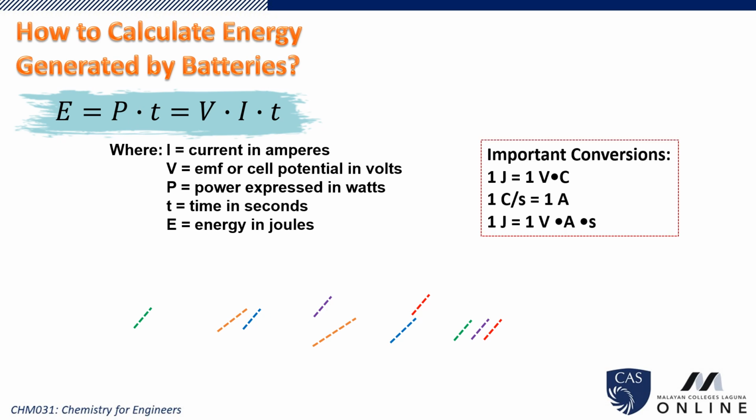In terms of important unit relationships, 1 joule equals 1 volt times coulomb. 1 ampere equals 1 coulomb per second. Therefore, energy can also be written as volt times ampere times time. And these relationships allow us to convert battery capacity into energy.